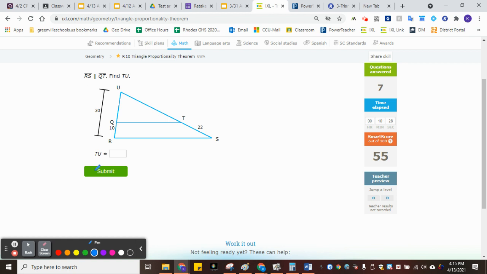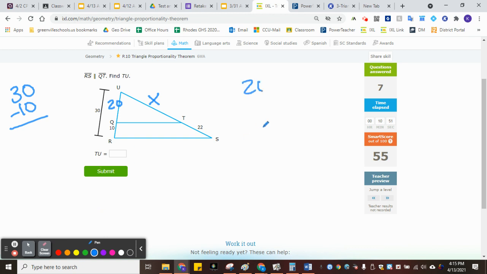Okay, so now it's talking about the whole length. There's multiple ways you can do this. Since we're just trying to find TU, I'm going to break 30 in half. If this whole thing, U to R, is 30, this little part's 10, that makes this 20, because if you take the whole and subtract part of it, that gives you the other part, 20.